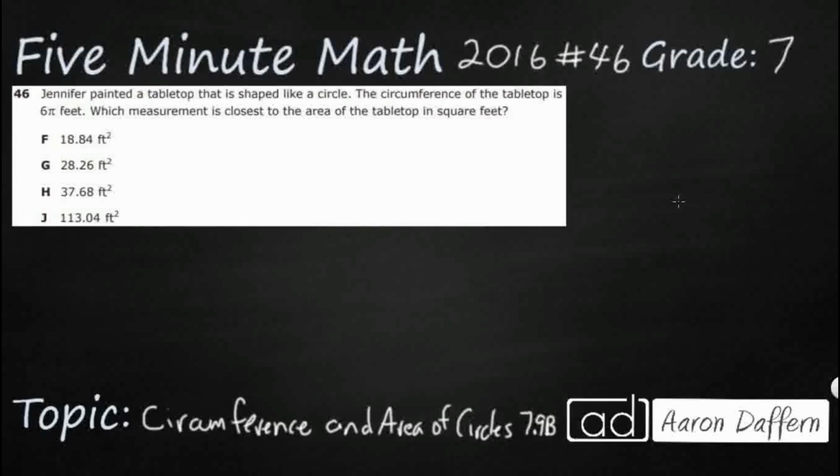Today we are looking at the 7th grade concept of circumference and area of circles. This is standard 7.9b in the great state of Texas, and we are using item number 46 off the 2016 released STAAR test. If you have not done so already, please go ahead and take a moment to pause the video, work this problem out on your own, unpause it, and then we will look at our answers together.